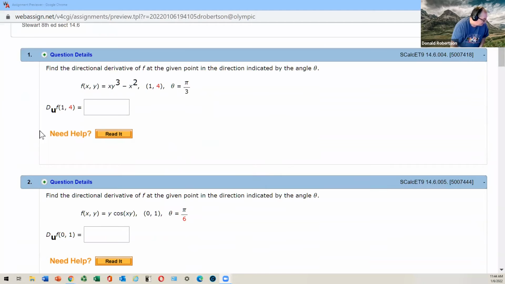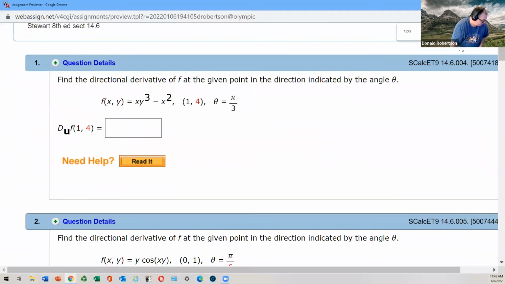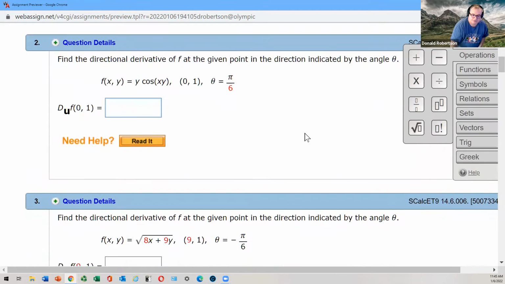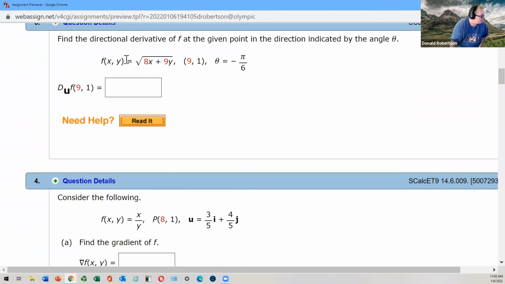So the one I've just done was essentially that question 1. I think I'll do it a little bit bigger. Pretty straightforward. You agree? Here's the function. Here's the point P. Here's the angle. You're done. Right? A little bit uglier, but okay.